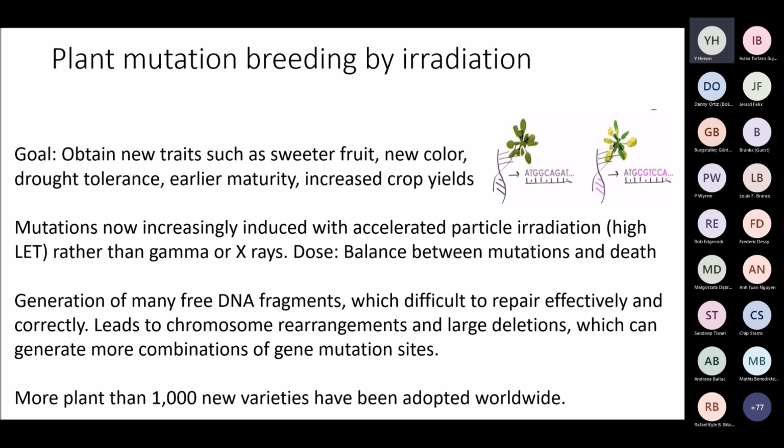We hear climatic change, you know, so plants that will resist drought, for example, or sweeter fruit, or fruit that will mature earlier, new colors for flowers, etc. So there is at the moment commercially available more than 1,000 varieties of plants in the world that have been improved through the use of mutation breeding by irradiation. The IAEA has a database of this, where there are about 5,000 different species, but the commercial ones are about 1,000.